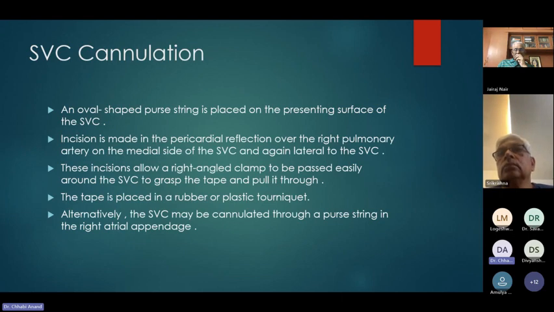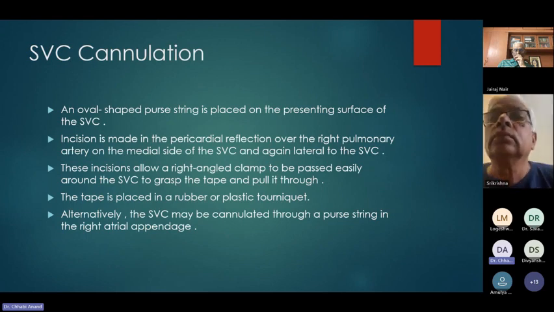SVC cannulation. An oval-shaped purse string is placed on the presenting surface of the SVC. An incision is made in the pericardial reflection over the right pulmonary artery on the medial side of the SVC and again lateral to the SVC. These incisions allow a right angle clamp to be passed easily around the SVC to grasp the tape and pull it through. The tape is placed in a rubber or plastic tourniquet. Alternatively, the SVC may be cannulated through a purse string in the right atrial appendage also.